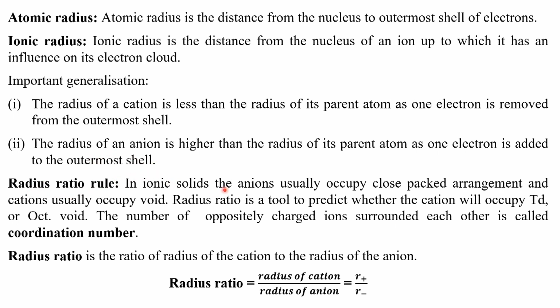Then we discuss the radius ratio rule. In ionic solids, the anions usually occupy close packed arrangements and the cations usually occupy voids. This is a very important thing. The radius ratio is a tool to predict whether the cation will occupy a tetrahedral or octahedral void. The number of oppositely charged ions surrounding each other is called the coordination number. The radius ratio is the ratio of the radius of the cation to the radius of the anion, so r plus by r minus.